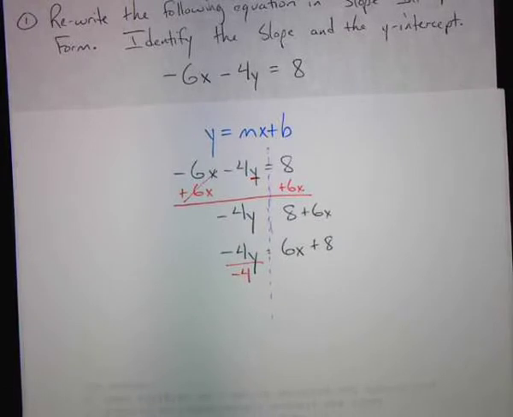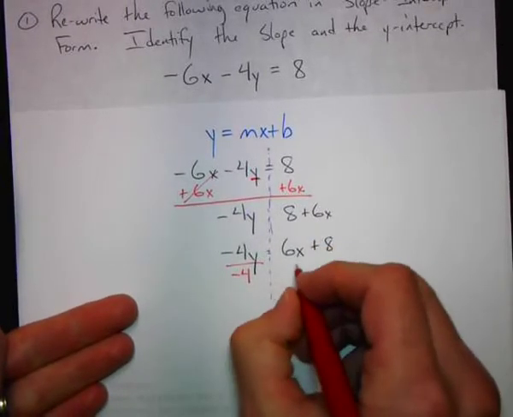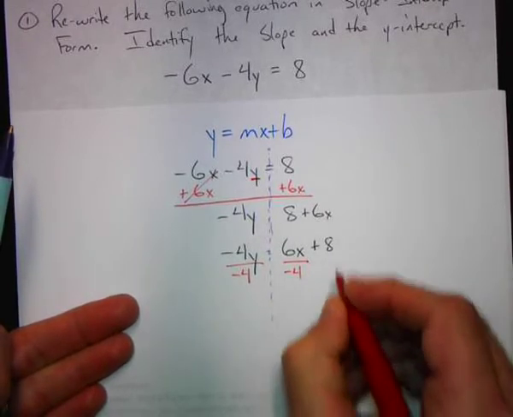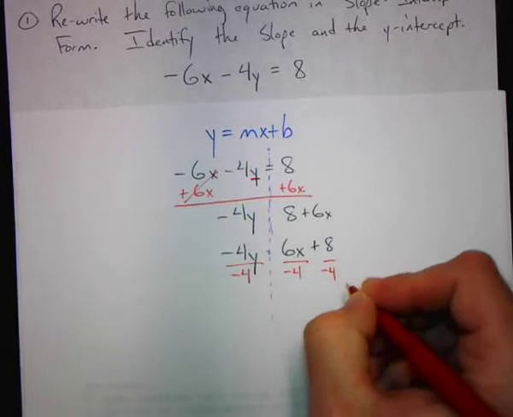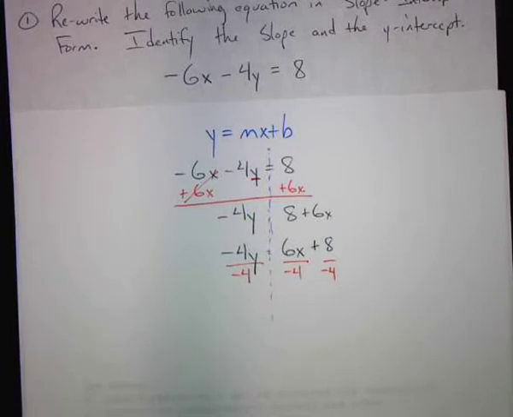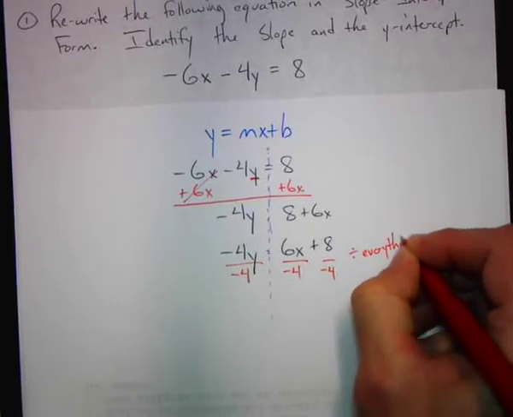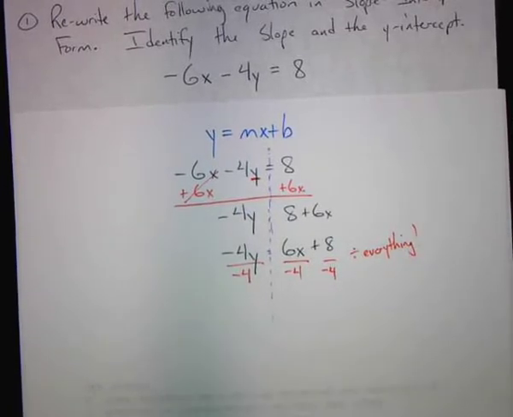Here's the kicker. If we divide one thing by -4, we have to divide everything by -4. That means this gets divided by -4. And this gets divided by -4. Everything gets divided by -4. So we divide everything. Okay?